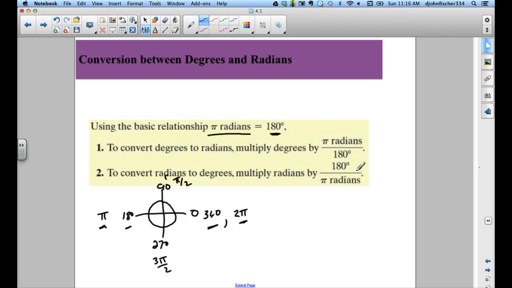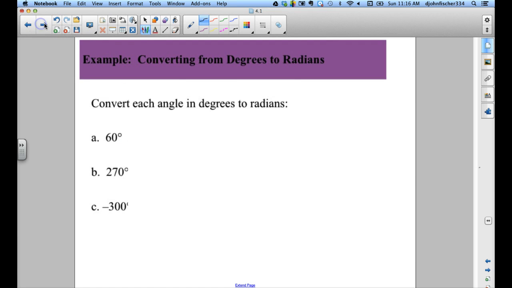Okay, so now let's look at some problems here. Let's convert each of these angles from degrees to radians. So what we're going to do is say 60 degrees. We're going to multiply by pi over 180. Now 60 I can put over 1 and cancel. 60 goes into 180 3 times. So pi over 3 radians. Now notice that most of the time you have radians, you're going to have a pi measure there. But not always.